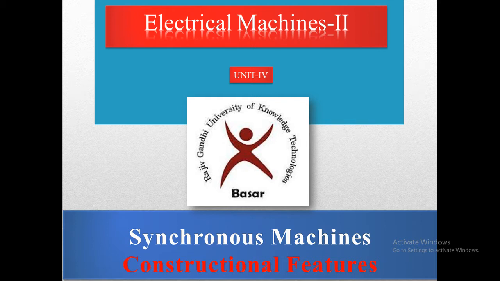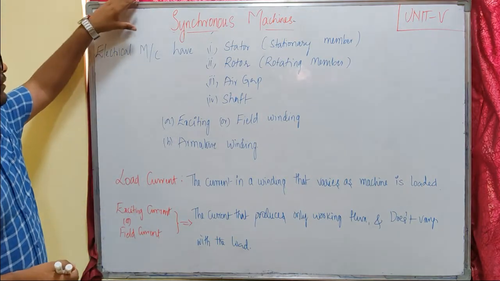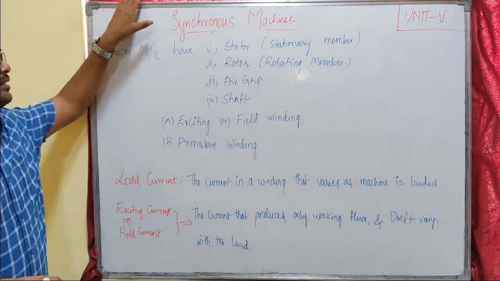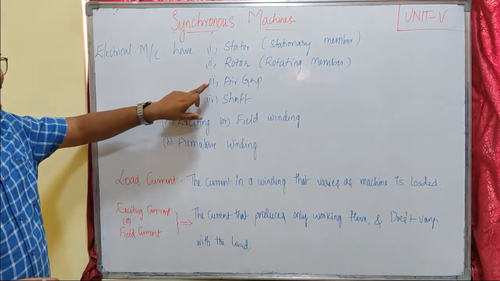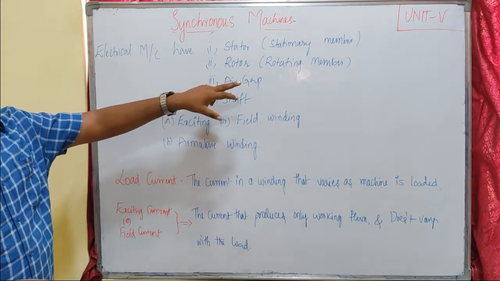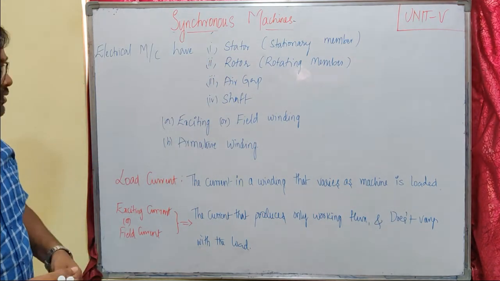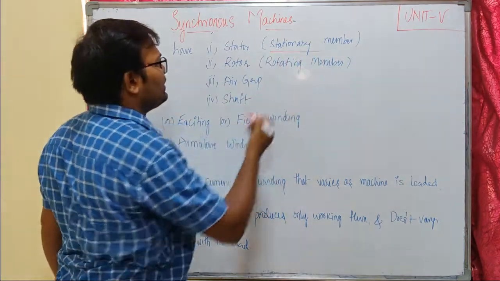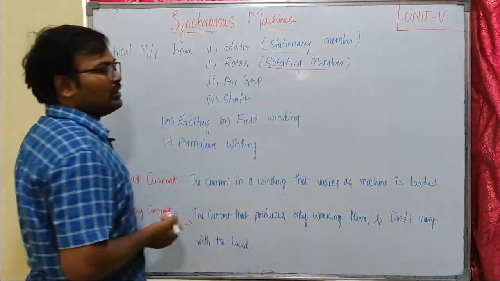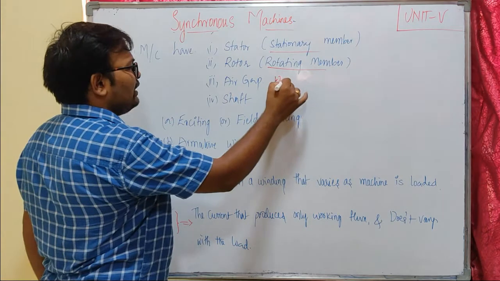So now let us try to understand the constructional features of our synchronous machine. Okay, so we know that every electrical machine has these components: stator, rotor, air gap, shaft, and bearings, etc. We know that there is a stationary member, that is the stator, and a rotary member, that is the rotor, and the air gap is between the stator and rotor.